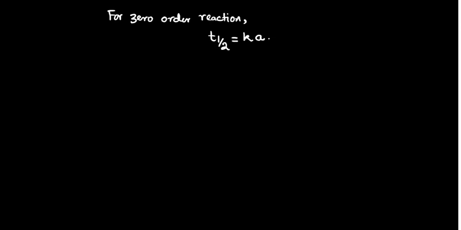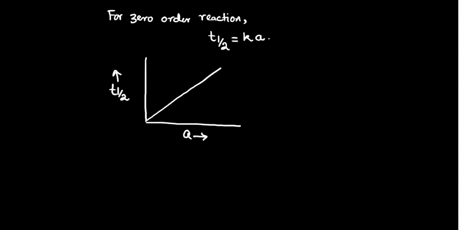So if you are going to plot the half-life period T half versus the initial reactant concentration, it's directly proportional, and T half is proportional to A to the power 1. So what will be the nature? The nature will be a straight line, and it's an increasing plot. And what will be the value of the slope? Slope here is equal to K, right?